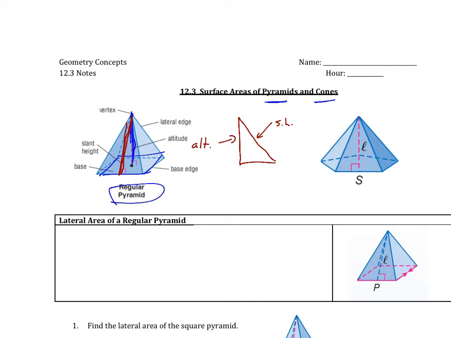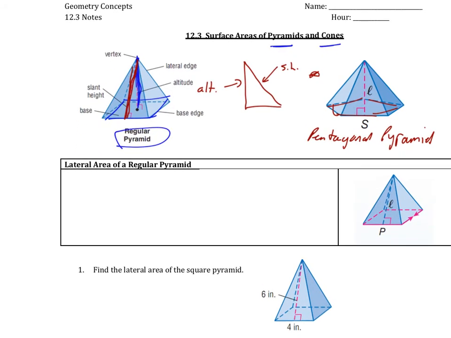So this would be a regular square pyramid. This one on the right here would be considered a pentagonal pyramid because the base is a pentagon. Okay, it's a five-sided figure. So if I consider this, what does my net look like? My net will look like this: a square with four triangles coming off the sides.